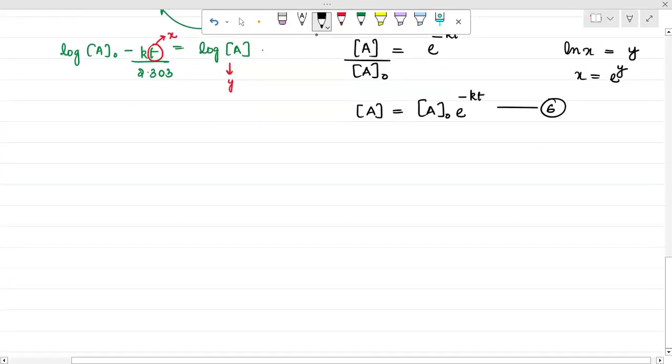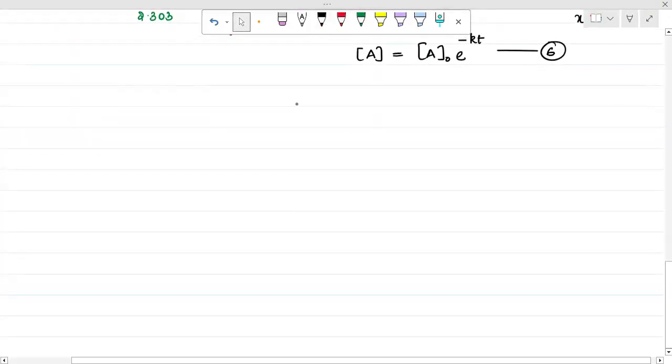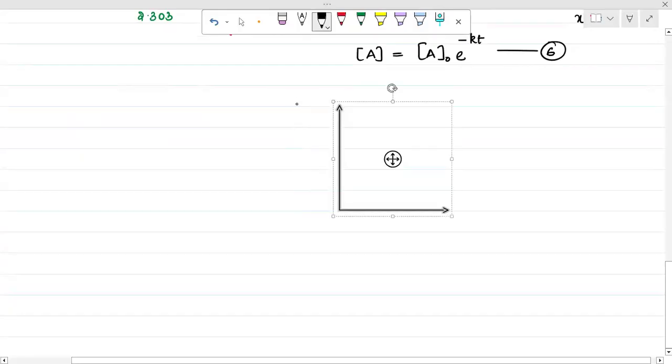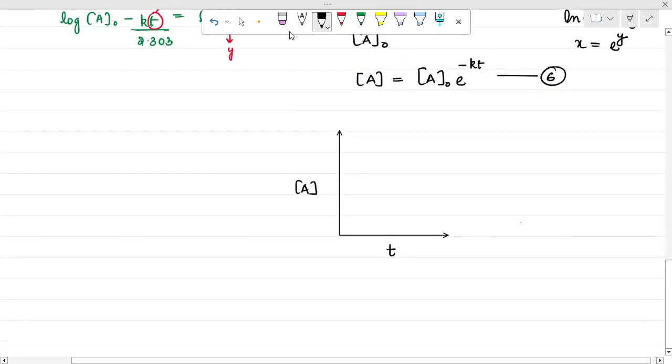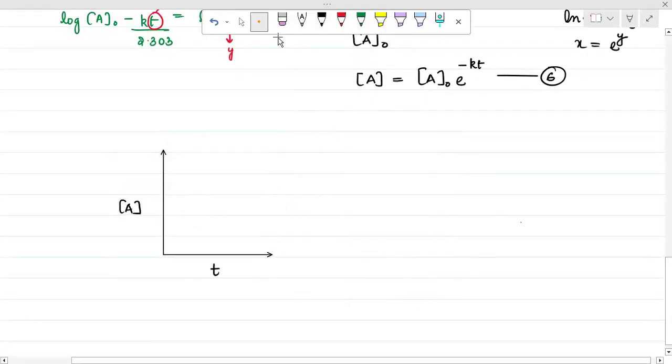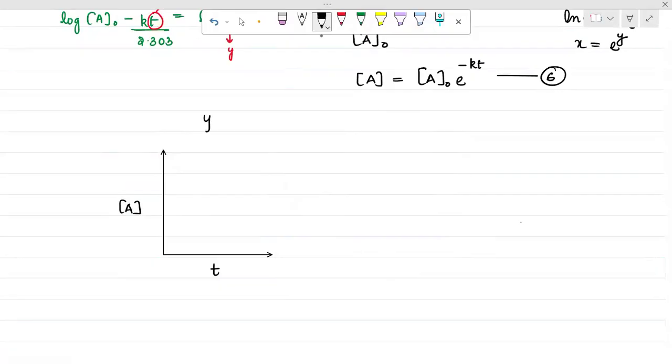Based on equation number 6, let's plot a graph. Let's say that I want to plot A versus T. How is it related? It is related exponentially, negative exponential it is. And any graph of the form y is equal to e to the power minus x, that's how it is, correct? This is y, and you have some coefficient e to the power minus x.